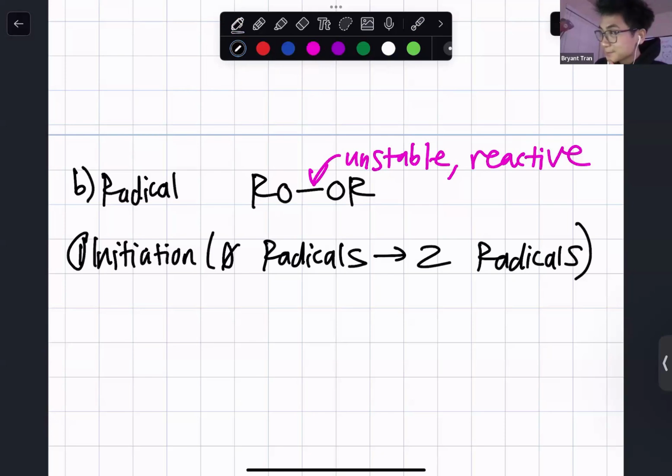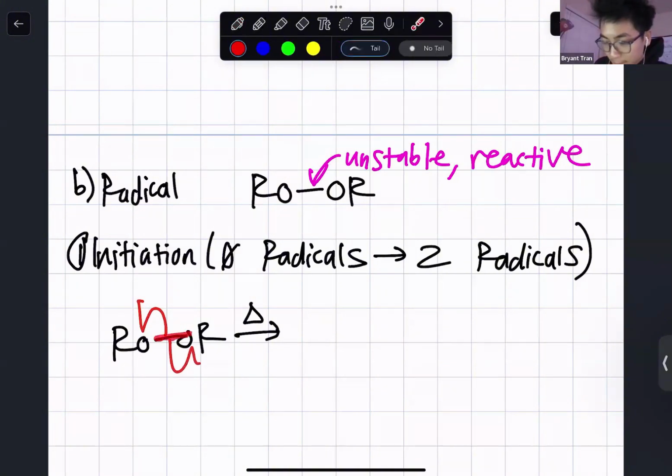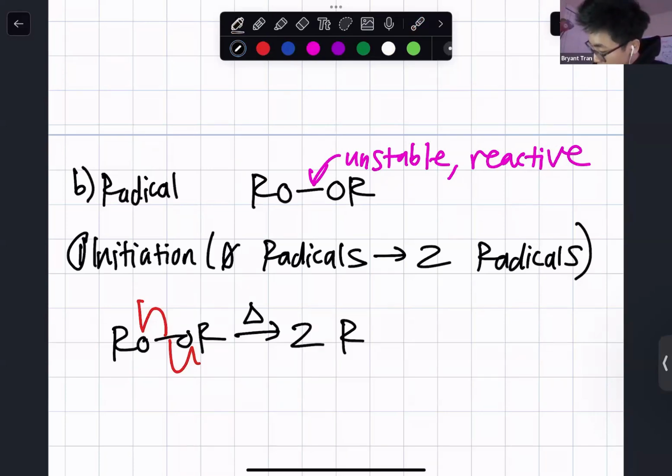So for initiation, I'm gonna draw out the ROOR like this. If we put heat there, that energy is going to homolytically cleave that bond, where there's two electrons in this bond. One electron is gonna go onto this oxygen atom. The other electron of the bond is gonna go to the other oxygen atom. And I'm drawing single hook arrows here to show the movement of one electron. That's gonna give us two radicals here, two OR radicals, where this oxygen has that one radical right there.